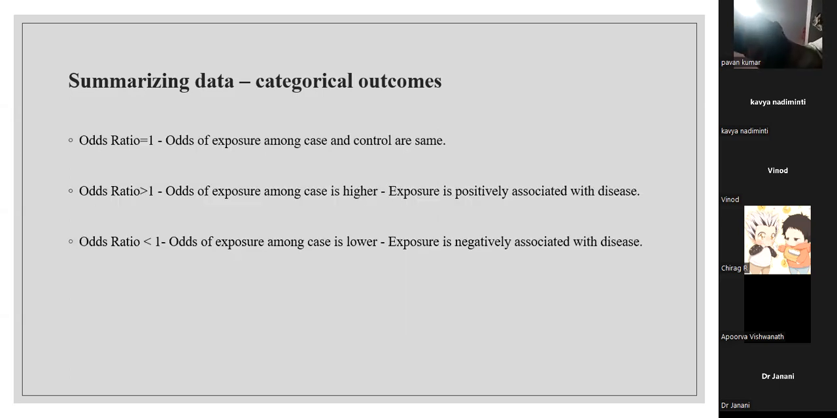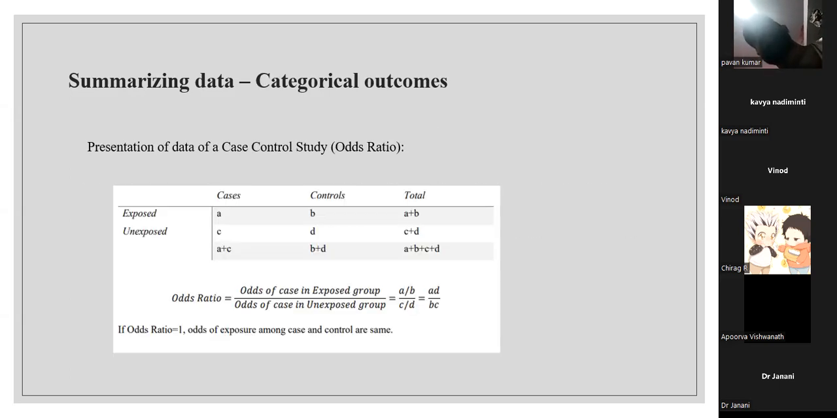What is the difference between odds ratio and risk ratio? Risk ratio and odds ratio, of course, compare exposed and non-exposed, but what is the difference between odds and risk? Sir, I'm not sure. Odds is the occurrence versus non-occurrence, A by B. Whereas risk is taking the total, A by A plus B.